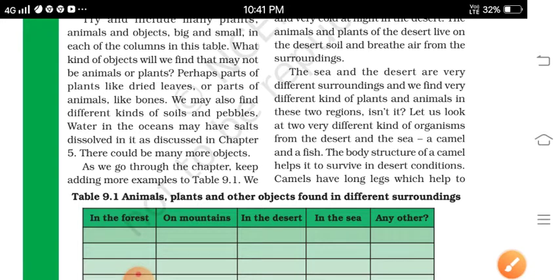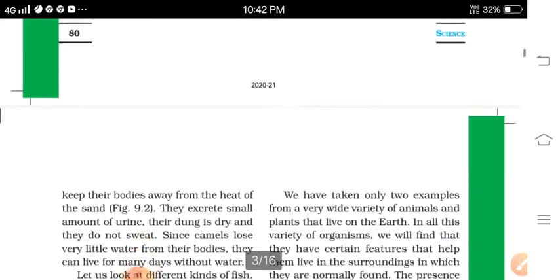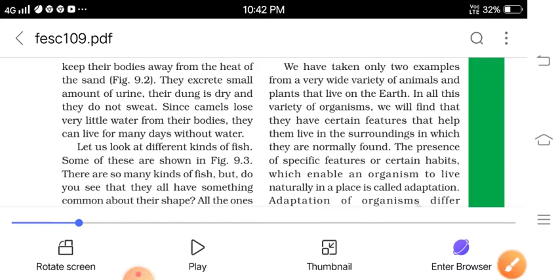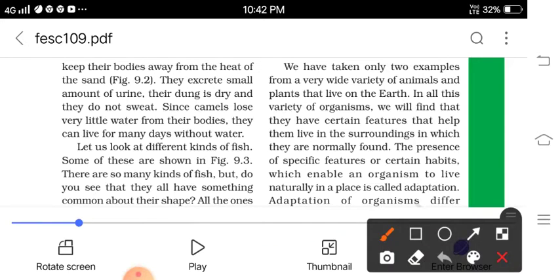The body structure of a camel helps it to survive in desert conditions. How? Camels have long legs, which help to keep their bodies away from the heat of the sand. They excrete a small amount of urine. Their dung is dry and they do not sweat, since camels lose very little water from their bodies. They can live for many days without water.